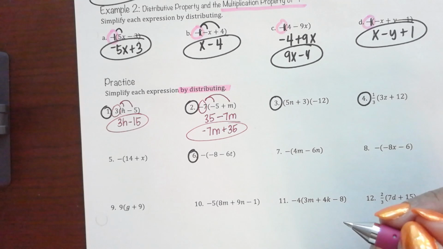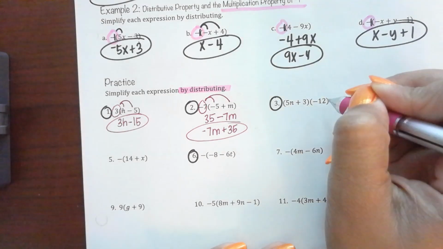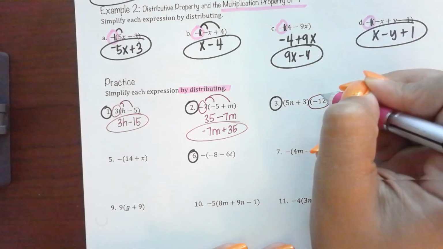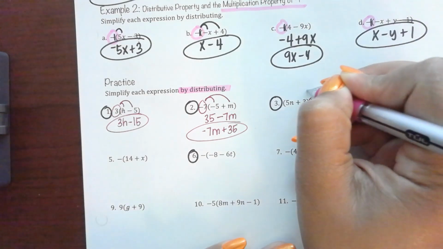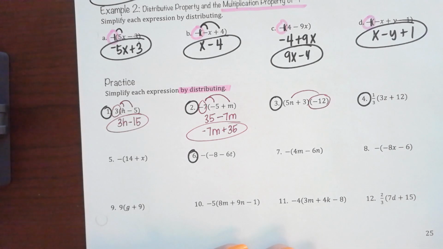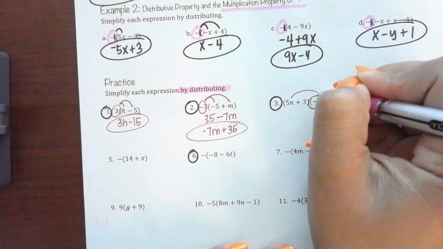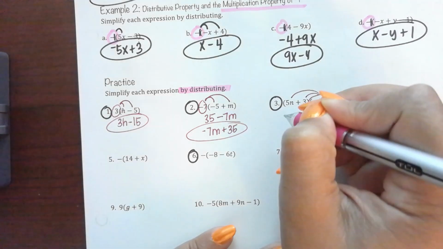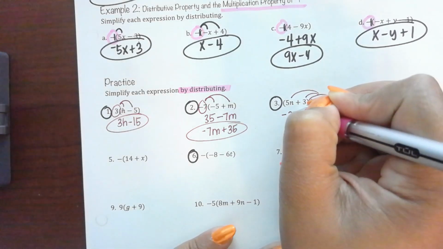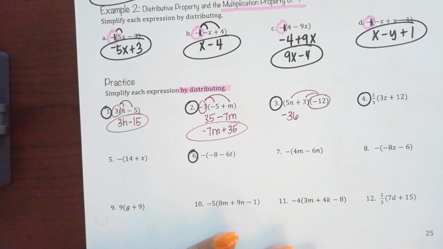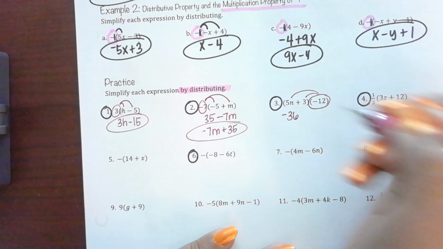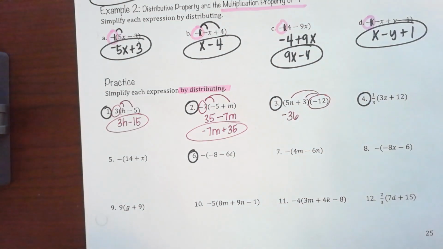Number 3. What's being distributed? Don't this look just like letter B up there? Yeah. So what's being multiplied first? If you did negative 12 times 3, is that still okay? That's still okay. What did you get when you said negative 12 times 3? Negative 36. What's being multiplied next? So what's negative 12 times 5n?